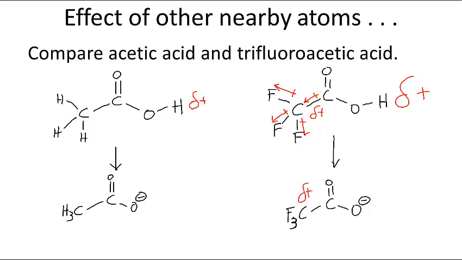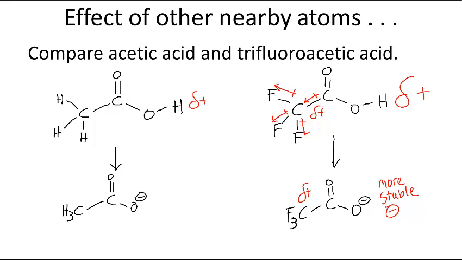If you're a negative charge, what would you like to be near? Positive charge. So would you rather be on the trifluoroacetic acid where there's a partial positive charge? The partial positive there is on the C, yeah. Or would you rather be on just regular old acetic acid where there's no partial positive charge because there's no really electronegative atoms? The trifluoroacetic acid. So here, more stable. All right, our prediction is that acetic acid should be weaker, trifluoroacetic acid should be stronger.